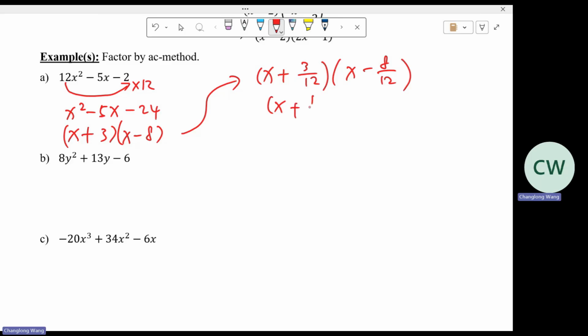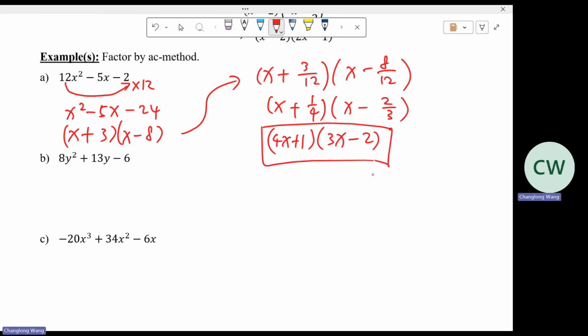So 3 over 12 is 1/4. 8 over 12 is 2/3. Right? So if you're not able to simplify it to an integer, then make sure that you swing up the denominator and put it in front of x. So you're getting 4x plus 1, 3x minus 2. Okay? And let me box this to make sure that you know this is the correct and ultimate form of the factoring for the original trinomial.